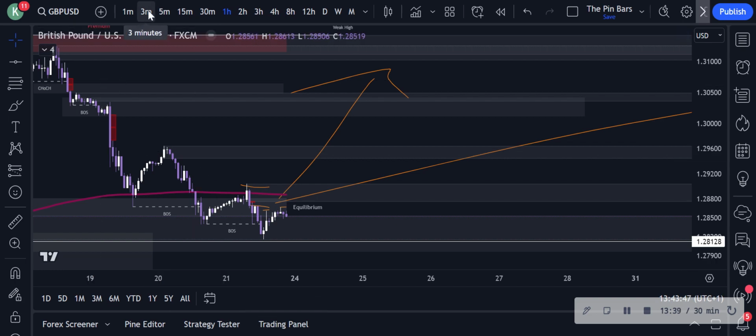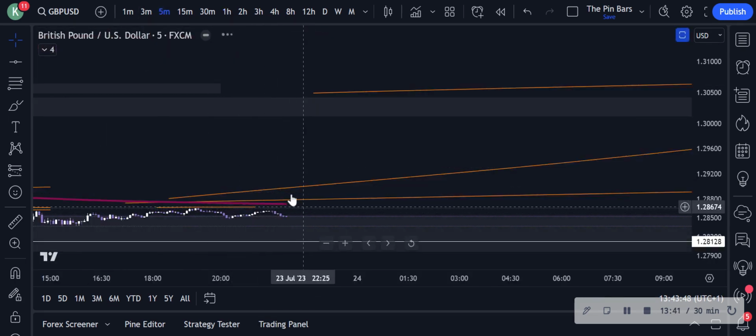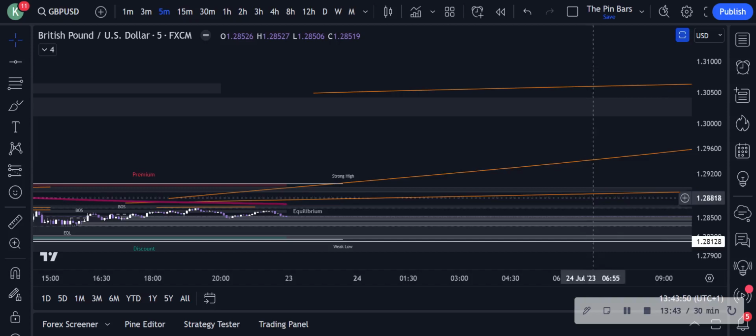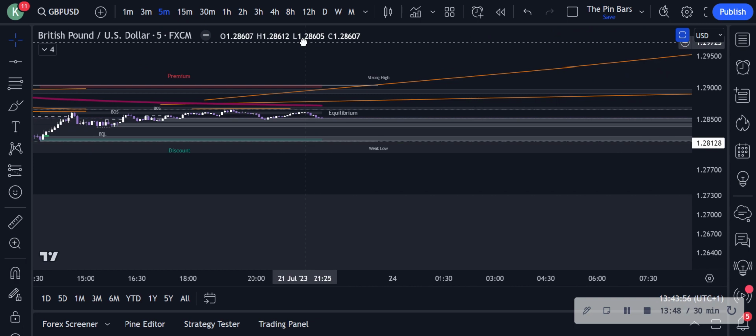So I will typically wait for price to go above the 5 minute 200 moving average before I even decide on the trend and whether to buy or sell. Okay, guys, so that's my analysis for GBPUSD.